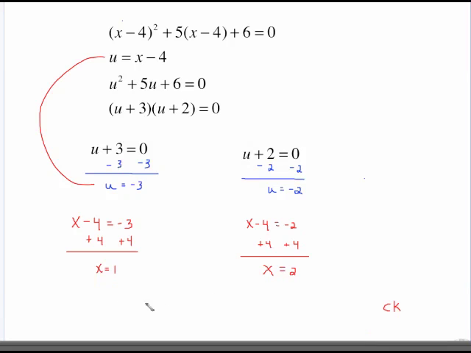And to check this, I would need to check both of them in the original equation. You don't ever want to check in the middle in case you made a mistake getting from the beginning to the middle. And if I put 1 in for each of these, it checks. If I put 2 in for each of these, it checks. You can check that on your own.